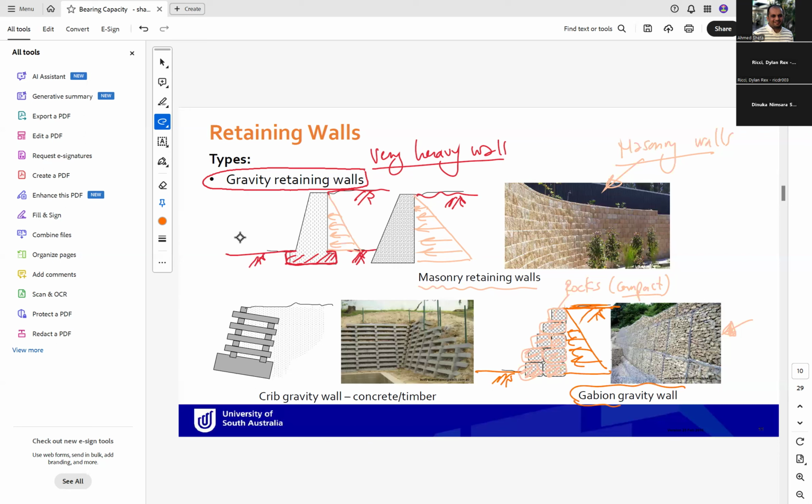This type of wall is called gabion gravity walls. And another type is called crib gravity wall, from concrete or timber. So as you can see, they can make this pattern of wall and put it near the soil. So this wall will retain the soil behind. And again, this is the height of retained soil, and this is the soil pressure on the wall. Okay, so these are a few types of retaining walls, or gravity retaining walls, and how they look, and how the pressure is acting on them.